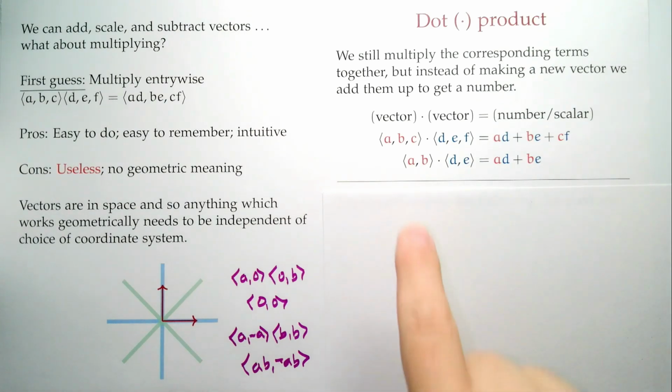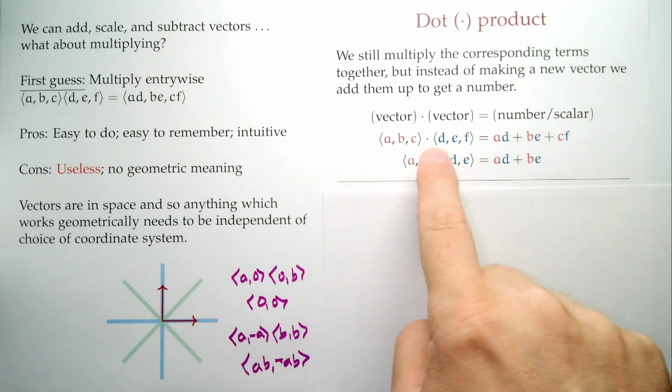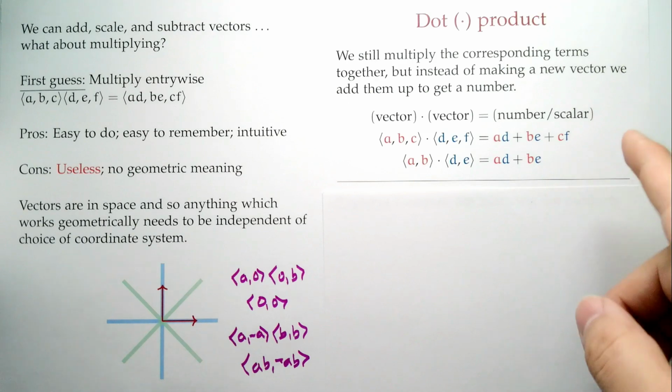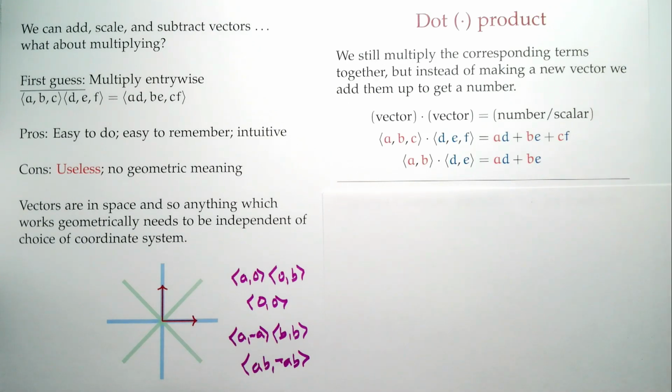All right. So there's some examples here. If you have a 3-dimensional vector, a, b, c, dot, d, e, f, you get a times d plus b times e plus c times f. I should say the dot product works in any dimension you want. So you can do it in 2 dimensions, you can do it in 3 dimensions, you can do it in 27 dimensions, whatever dimension you want to work with.